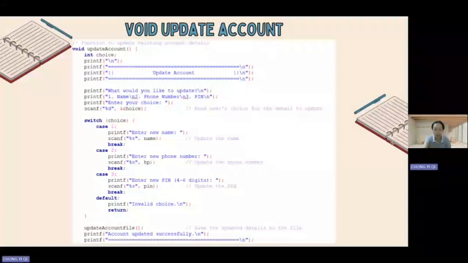Case 2, if the user chooses to update the phone number, the function prompts the user to enter a new phone number and updates the HP variable. Case 3, if the user chooses to update the PIN, the function prompts the user to enter a new PIN and updates the PIN variable. If the user enters an invalid choice, other than 1, 2, or 3, the function prints an error message and returns without making any changes. After updating the selected detail, the function calls update account file to save the changes to the file. Finally, the function prints a success message indicating that the account has been updated.